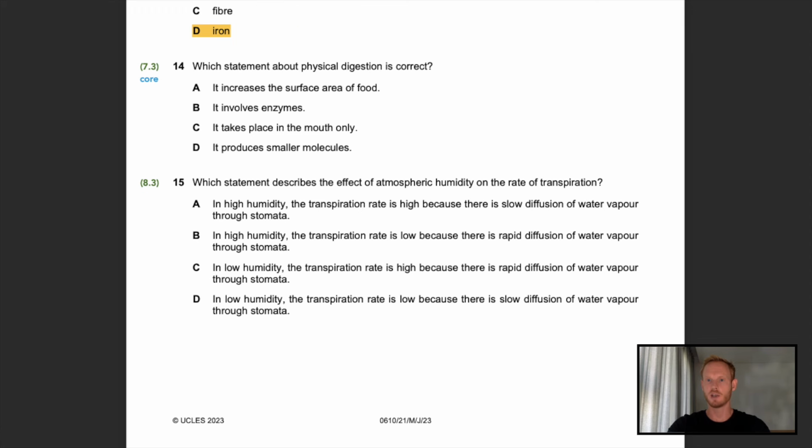Question 14. Which statement about physical digestion is correct? So physical digestion is the breakdown of food into smaller pieces without chemical change to the food molecules. The purpose of physical digestion is to increase the surface area of food for the action of enzymes in chemical digestion. So the correct answer is A.